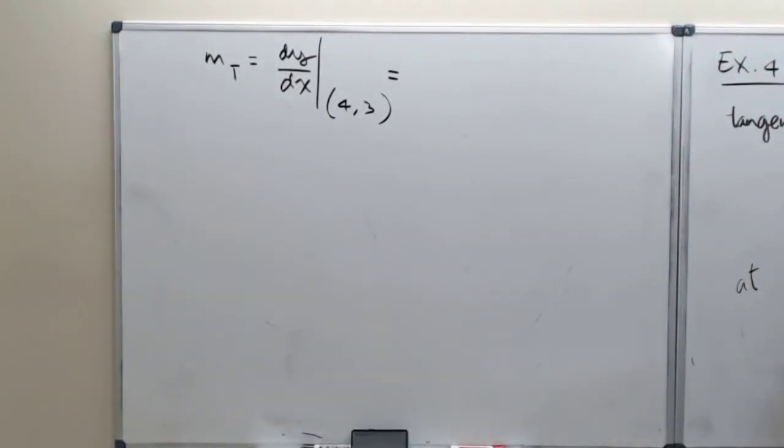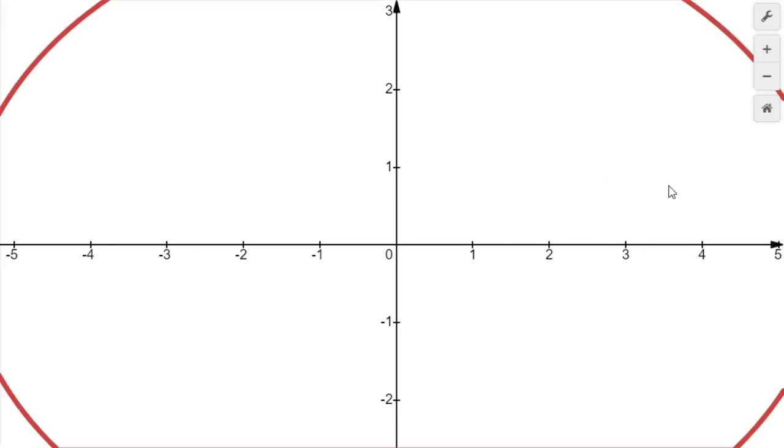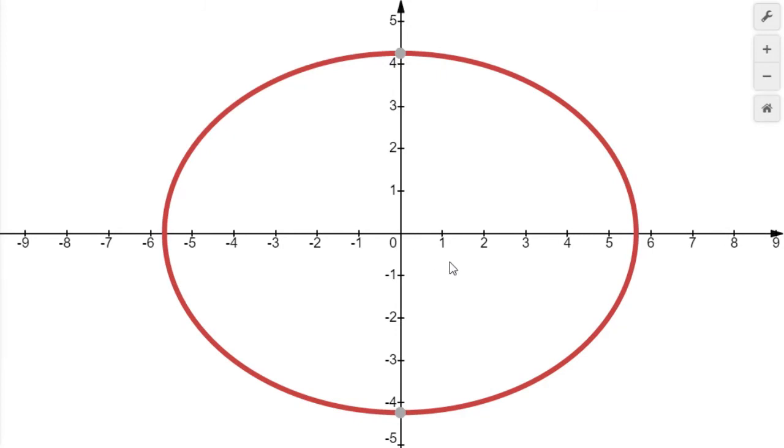So for our graph right here, x squared over 16 plus y squared over 9 equals 1, it's an ellipse. So the graph for that is an ellipse. With the value being 4, 3, let me quickly generate that point right there. 4, 3, it's that point right there.